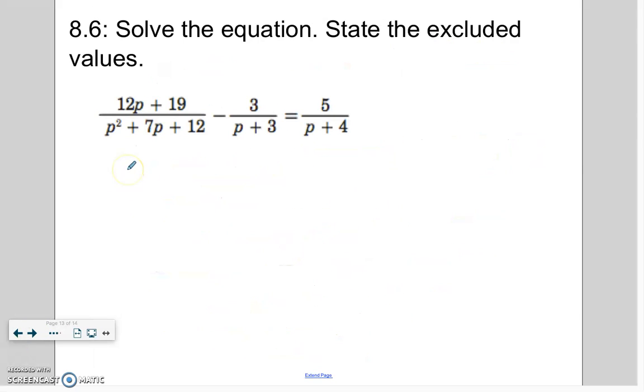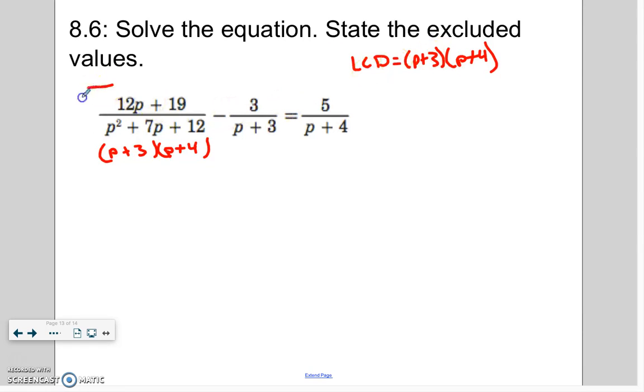So this one's a little bit bigger here. The first thing we want to do is take care of anything on the bottom. We need to find our factors. So factors of 12 that add to 7: p plus 3, p plus 4. So my LCD in this problem, we have a p plus 3 and a p plus 4. That would be my common denominator for all the expressions. So I'm going to multiply everything by that.